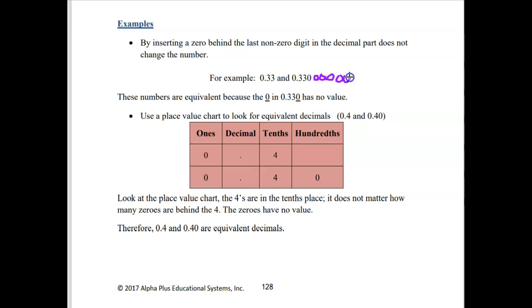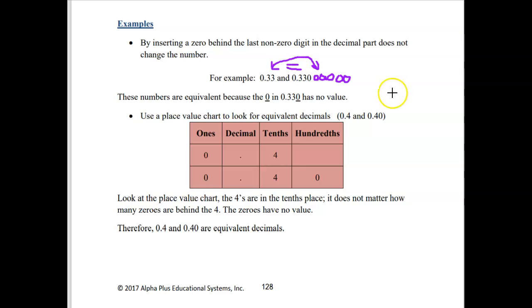It's still the same number. These two numbers are the same no matter how many zeros I put, okay? Because the 0 has no value. So when you're doing them in decimals, it'll have no value. So you can put 1,000 zeros there, and it will still be equivalent to 0.33, 33 hundredths.